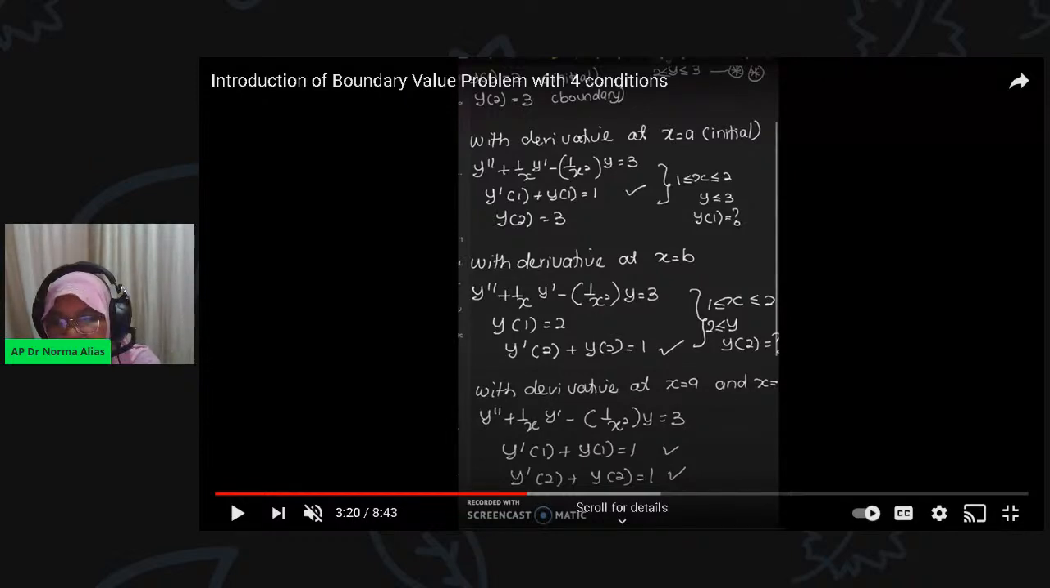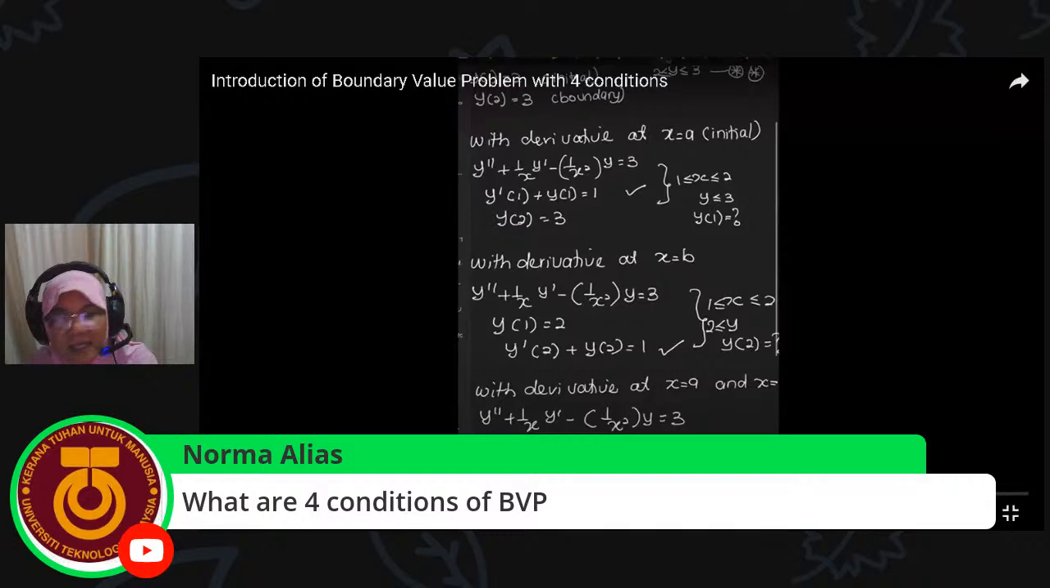Okay, my question is, what are the 4 conditions of a boundary value problem? The second question is, how to solve a boundary value problem using chapter 5? You have a chapter 5, am I right? So these are the 2 questions. The first is, what are the 4 conditions of the boundary value problem?